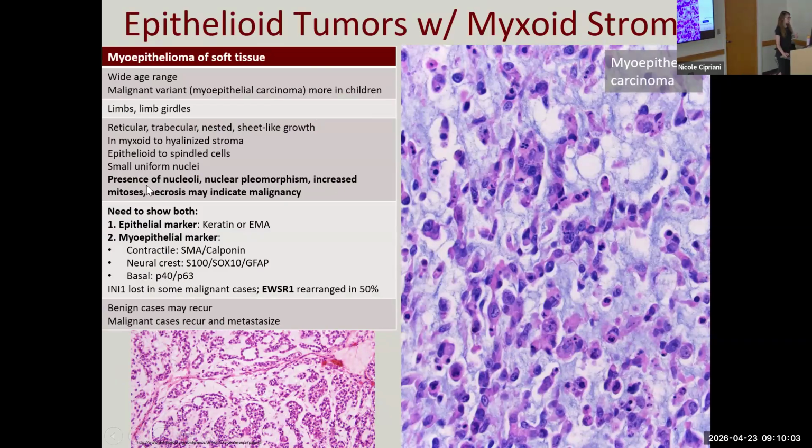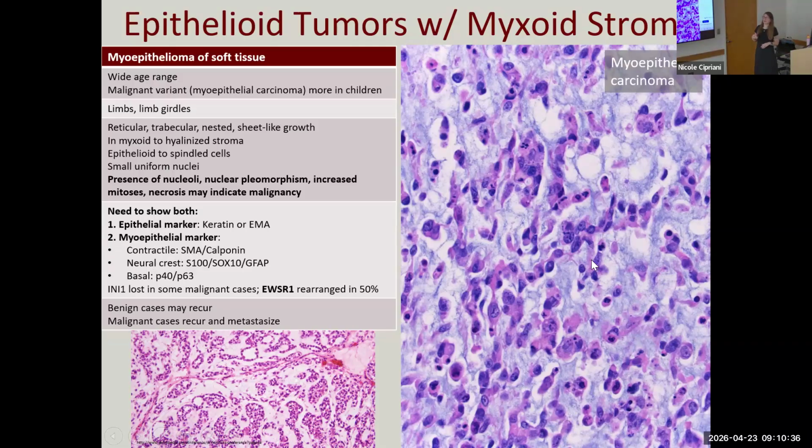What do you need to show in a myoepithelial tumor? You need to show, one, an epithelial marker like keratin or EMA, and two, a myoepithelial marker. What does that mean? Myoepithelial markers can be of contractile type like SMA and calponin, of neural crest type of differentiation like S100, SOX10, GFAP, or of basal epithelial differentiation like P40, P63. You need one from both, one from category 1 and one from category 2 at least. So you usually do a panel approach.